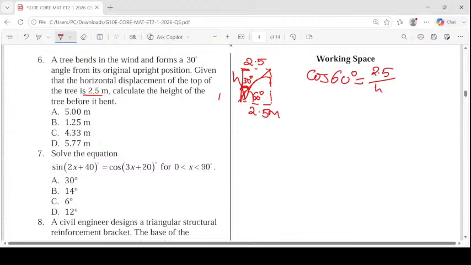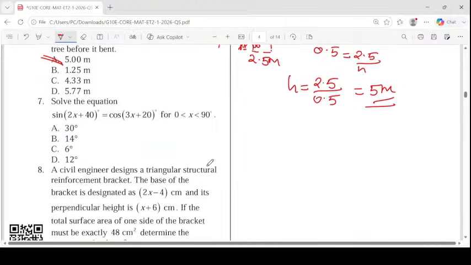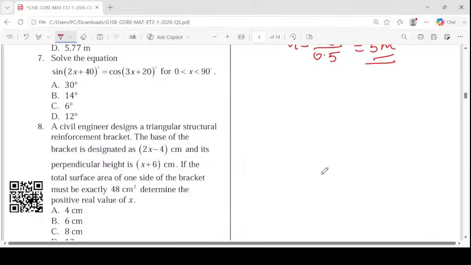So this will mean cos 60 is 0.5, which is equivalent to 2.5 over h. So this will mean my h will be given by 2.5 divided by 0.5. This will be equivalent to 5 meters, which is choice A for apple. Question number 7.